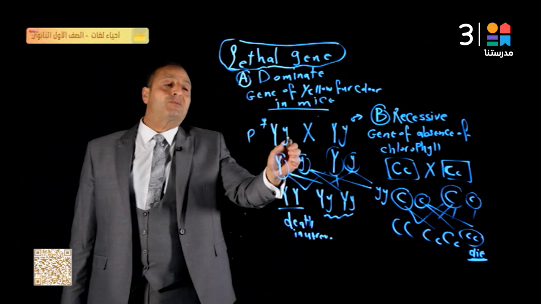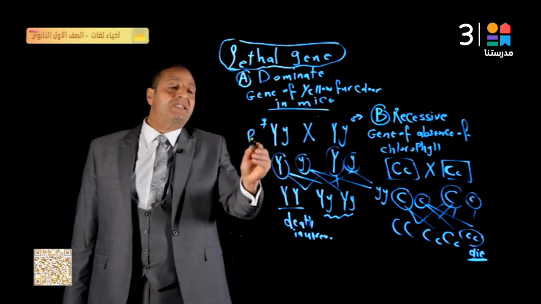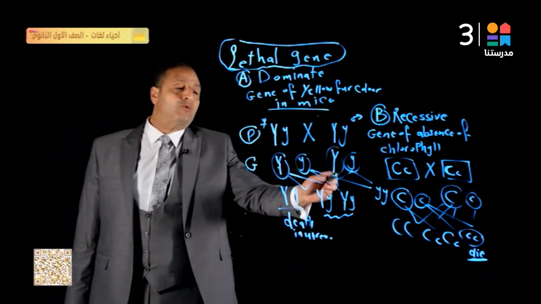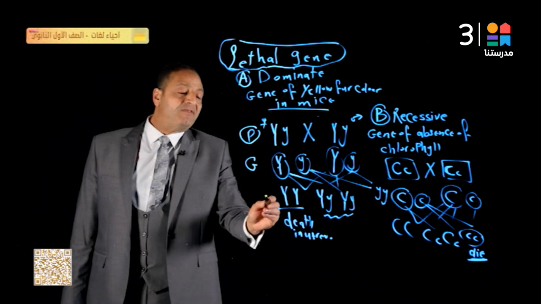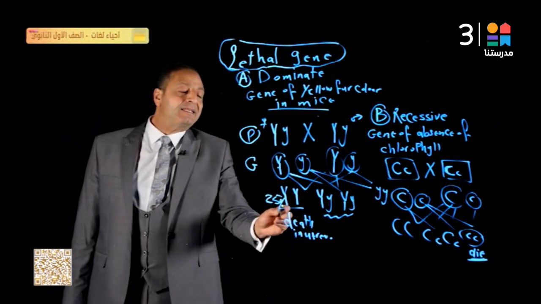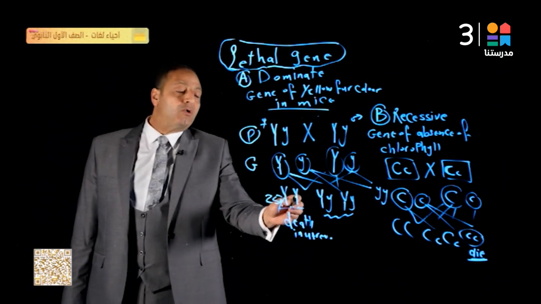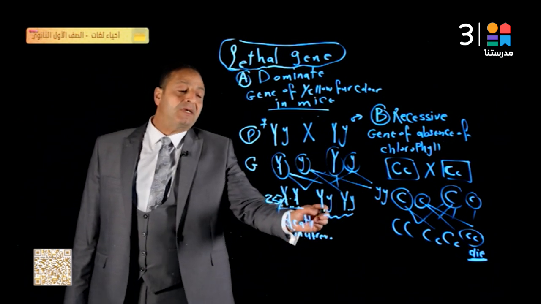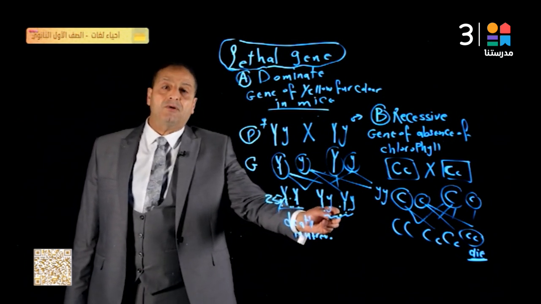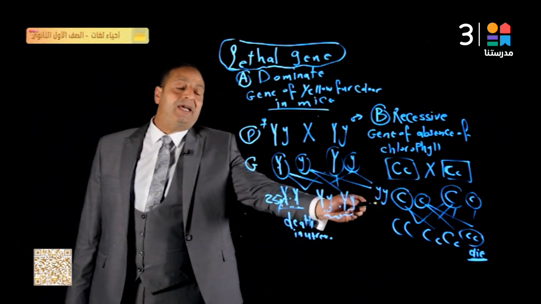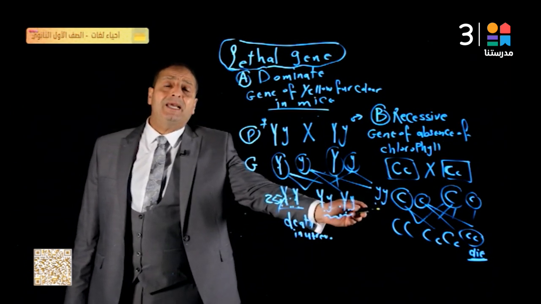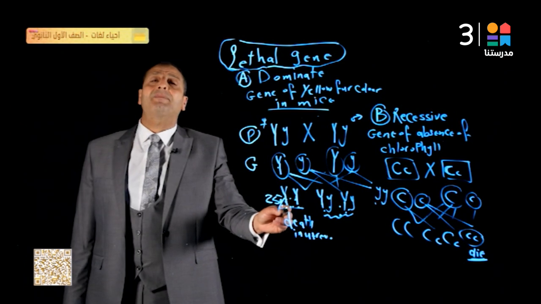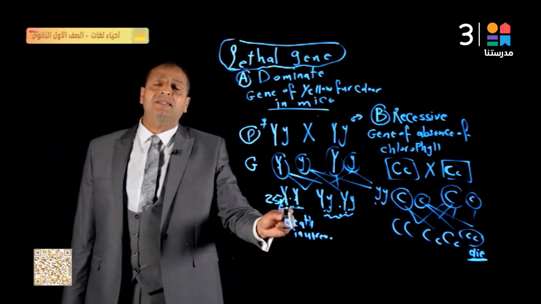For example, Y capital Y small mating with Y capital Y small. These are the gametes: Y capital, Y small, Y capital, Y small. Y capital Y capital, 25% death inside the uterus of females. Why? Because the dominant lethal gene is found in the pure state. But the hybrid Y capital Y small does not die, it survives. And finally the gray fur color, Y small Y small, survives, not death. So the percentage of the death represents 25%.